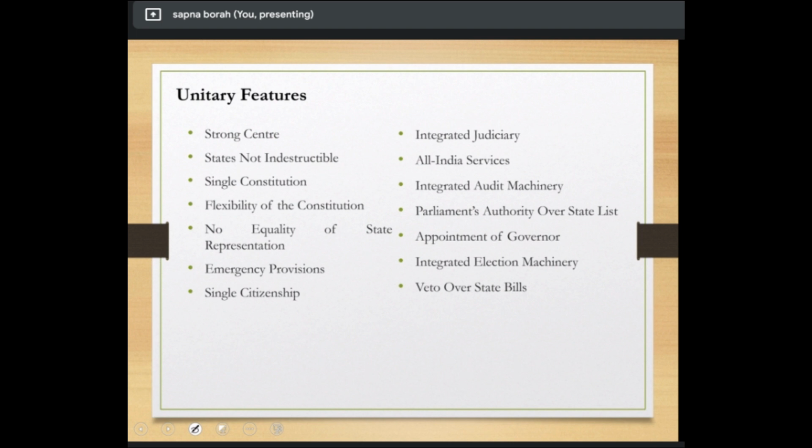Just remember that all India services, although there is a big controversy, since they are all serving in the states, it should have been charged from the center. There's a slight controversy, we'll not go into that, but just remember all India services is a unitary feature.